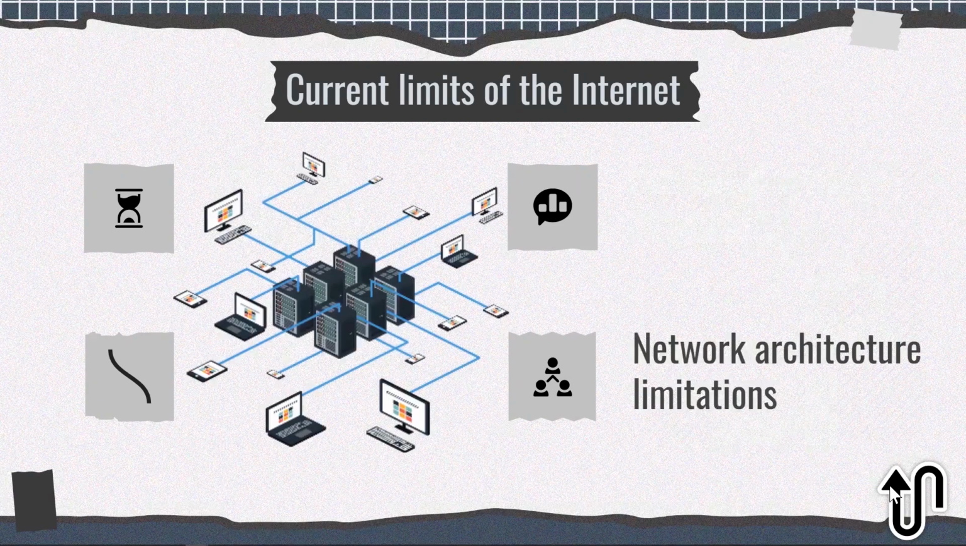The next thing is the network architecture limitation. Today, 1,000 requests for a single music track from a central server will result in 1,000 efforts by a server to download the music to each requesting client. So this also slows down the network performance.